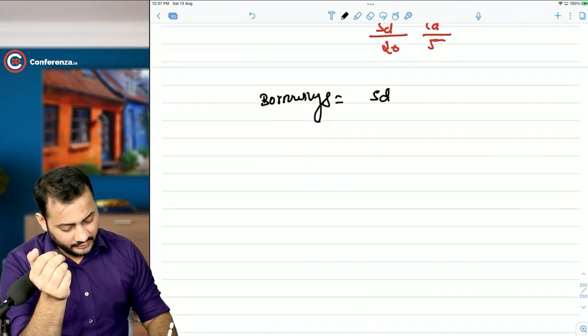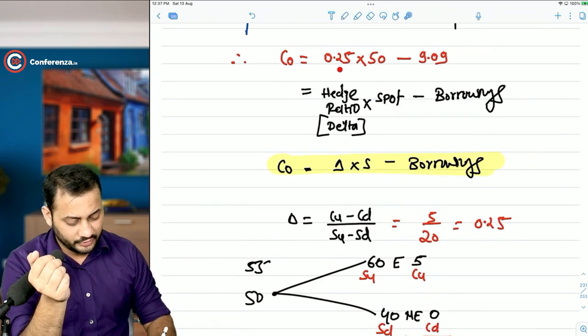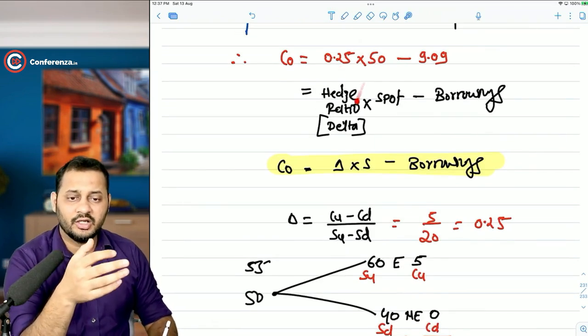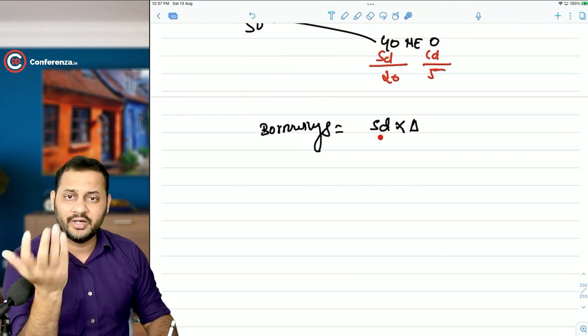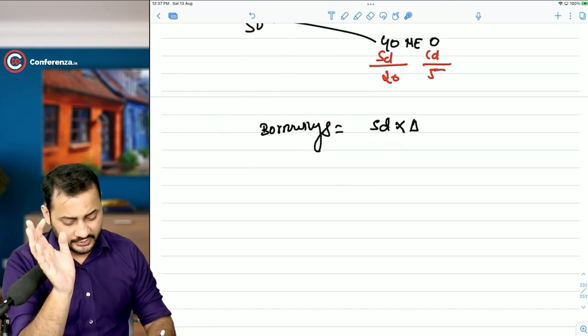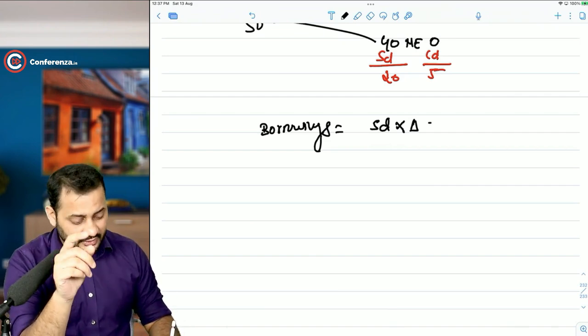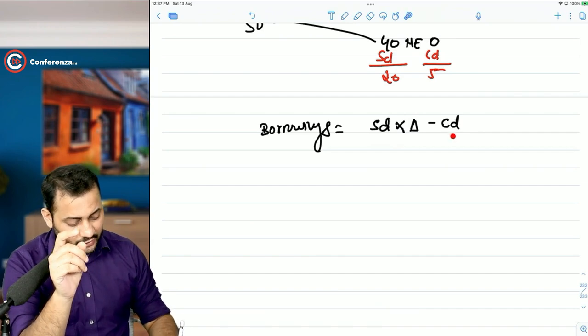So 40, SD, multiplied by delta. Since you are buying only 0.25 of the stocks, not the entire stock, why to borrow the amount equal to entire stock? Just borrow the amount equal to the lowest possible stock price. Okay, this is SD multiplied by delta minus CD, call value if any.